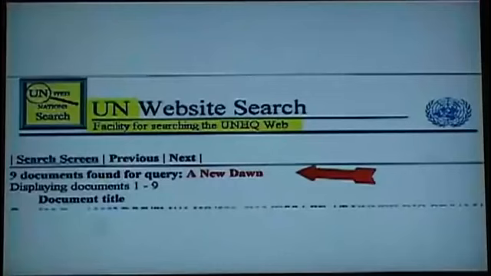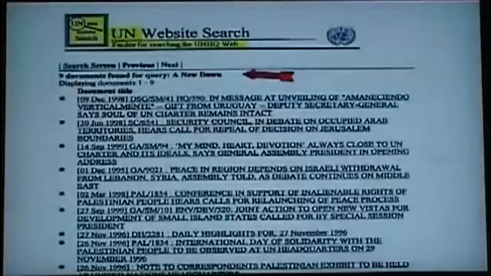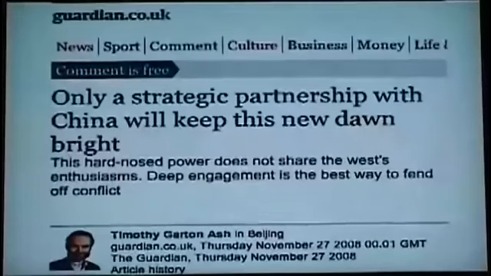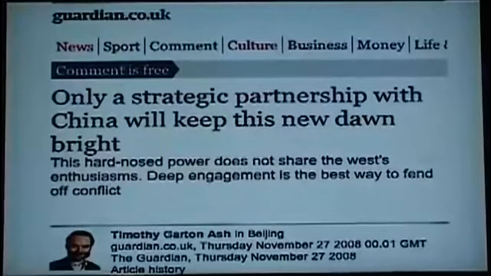If you go to the United Nations website and type in a new dawn, you will see there are many articles about the new dawn. But what the UN is talking about when it uses the term new dawn is a new dawn for socialism, or what we might call Soviet communism. That's the new dawn in the United Nations view. So here we have newspapers from the UK, and it says only a strategic partnership with China will keep this new dawn bright.